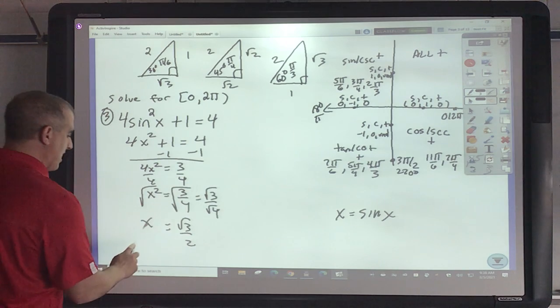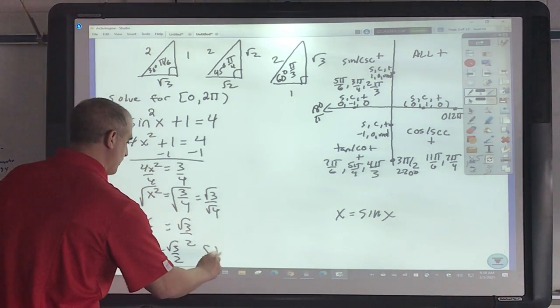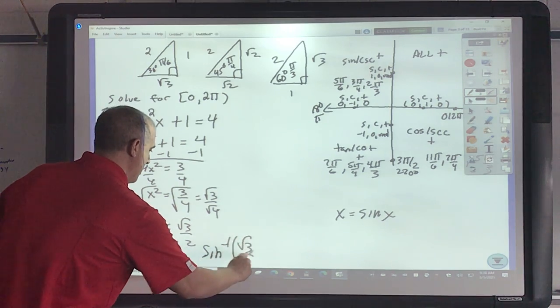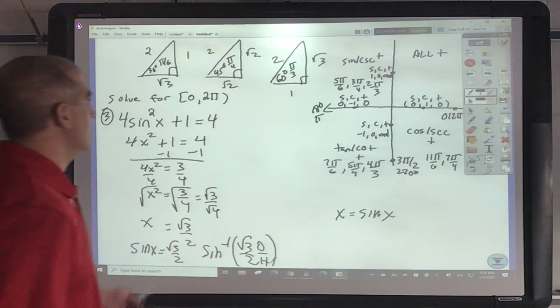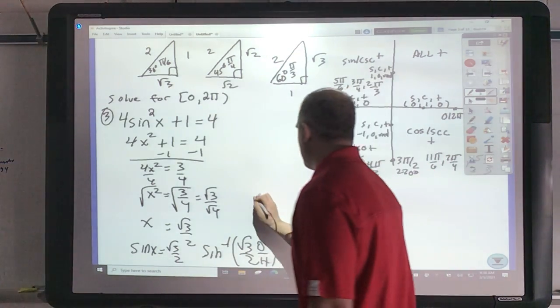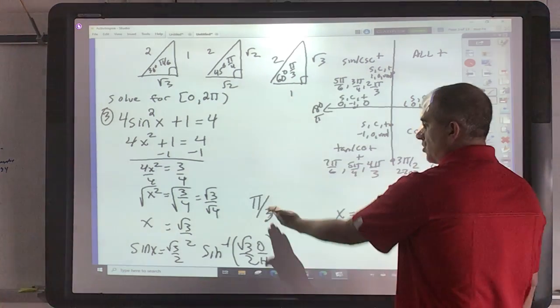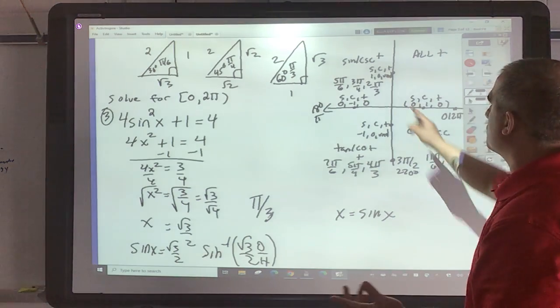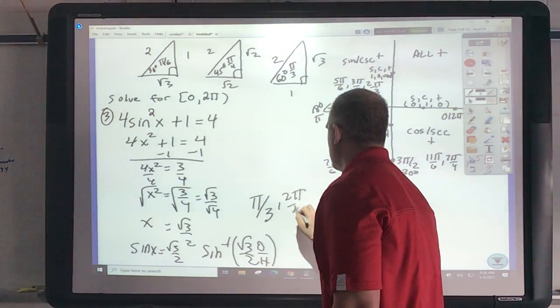Once again, I'm going to bring back the sine, and I'm doing sine inverse of square root of 3 over 2. So I want to find where the O is square root of 3 and the H is 2. That's the pi over 3 triangle. Now, since sine is positive, we're good with that one. Now we just got to find the other one. Where else is sine positive? That quadrant. So I would use 2 pi over 3. That's my answer.